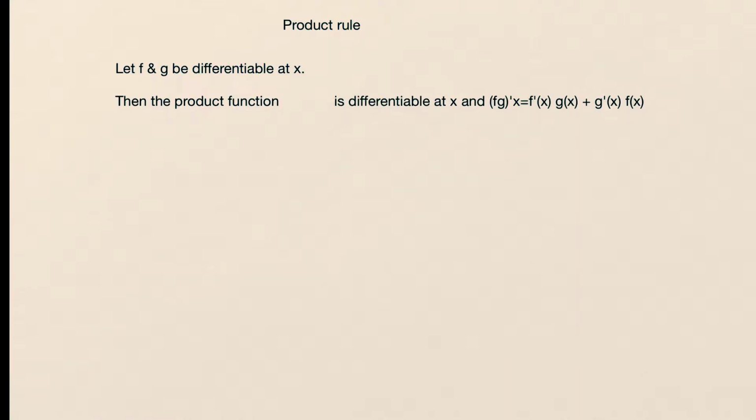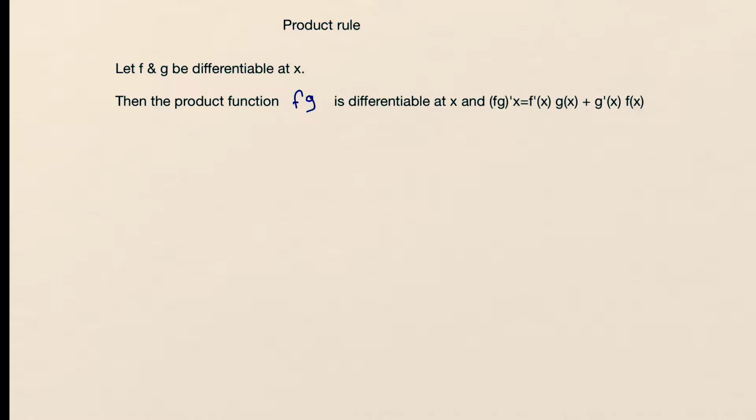Okay, welcome to the video on the product and quotient rule. First of all, we'll start with the product rule. So we're going to let f and g be two separate functions that are differentiable at a point x. This means the product function, which is going to be fg, so the two multiplied together, is differentiable at x, and (fg)'(x) equals f'(x)g(x) plus g'(x)f(x).